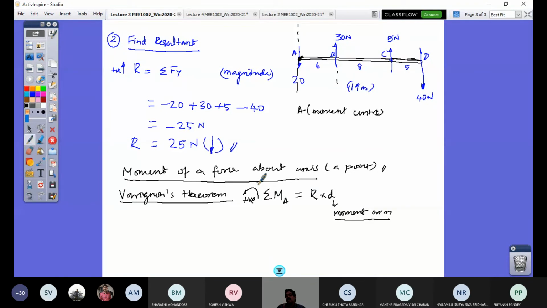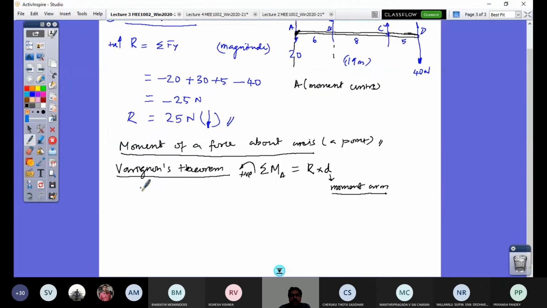If I take point D as my moment center, the 30 Newton force would create a clockwise moment about it. So that is a negative moment. This is the convention that we need to follow. Since I'm going to use it, let's do this exercise of finding the resultant moment.